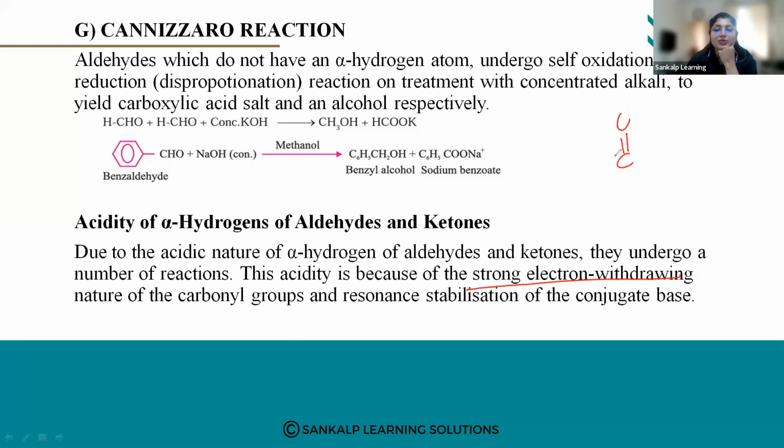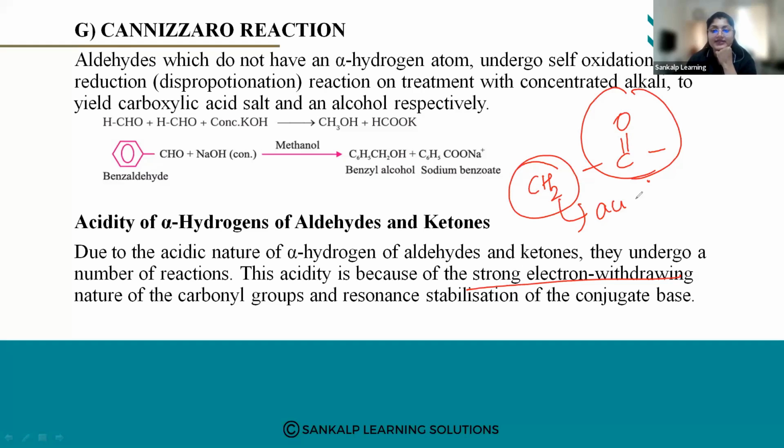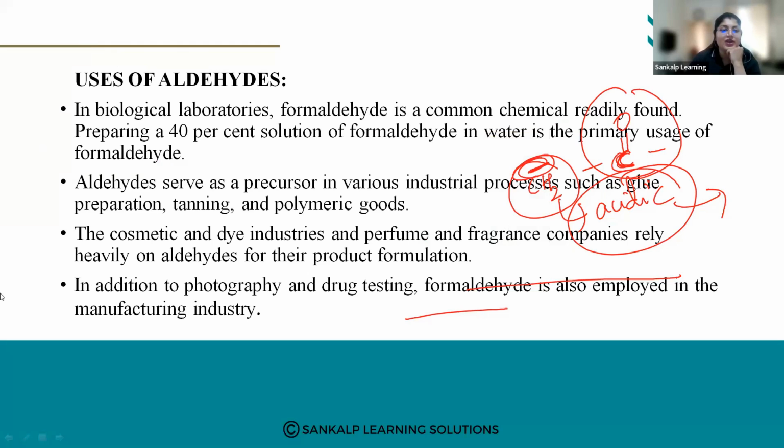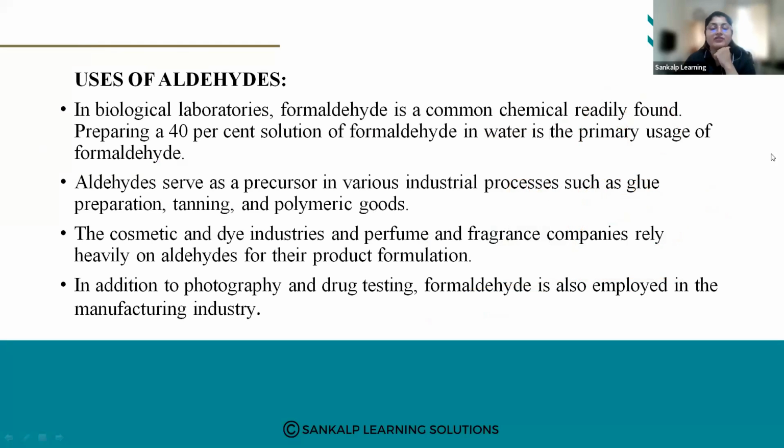As you know, this carbonyl group is a strong withdrawing group. Because of this strong withdrawing group, it has the alpha hydrogens. The alpha hydrogens are very acidic in nature, thus they undergo n number of reactions. Because of the carbonyl group, it can also undergo resonance stabilization. If there is abstraction by a base, the carbonyl group can undergo resonance stabilization with the base. So this is the acidic behavior of alpha hydrogen.